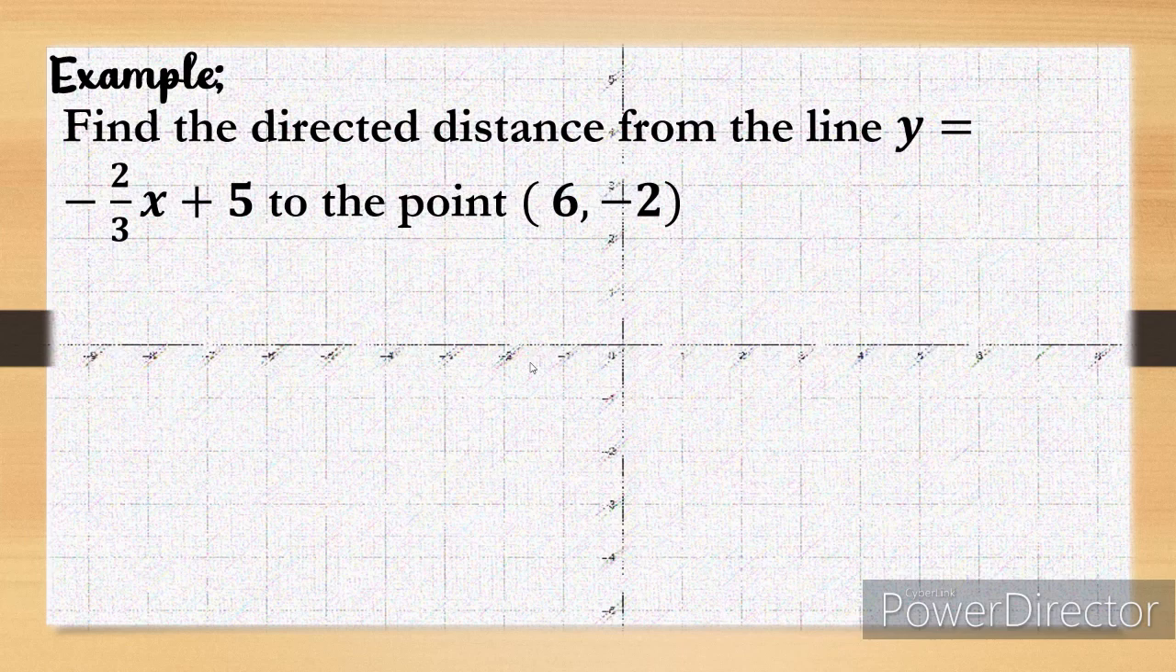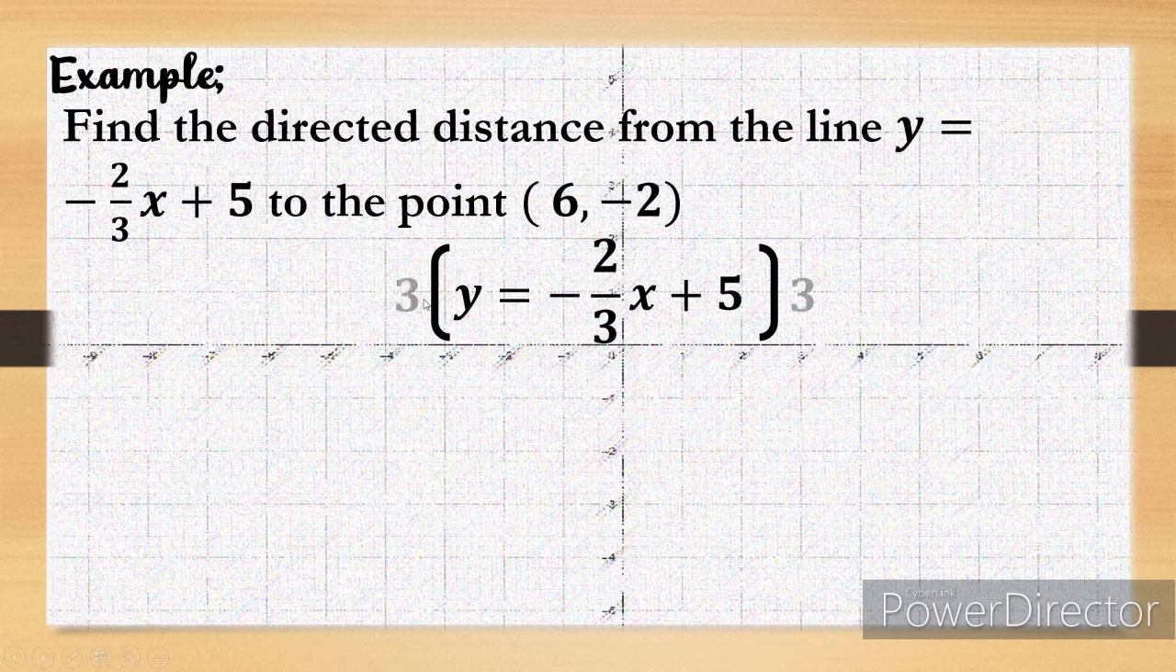Okay po. Next, find the directed distance from the line y equals negative 2/3 x plus 5 to the point 6, negative 2. So, our equation is written in slope-intercept form. So, first step na gagawin natin, express natin to sa general form natin. Okay, start by multiplying both sides by positive 3 sa denominator. So, we will be having 3 times y is 3y equals, so makakancel yung denominator dito.